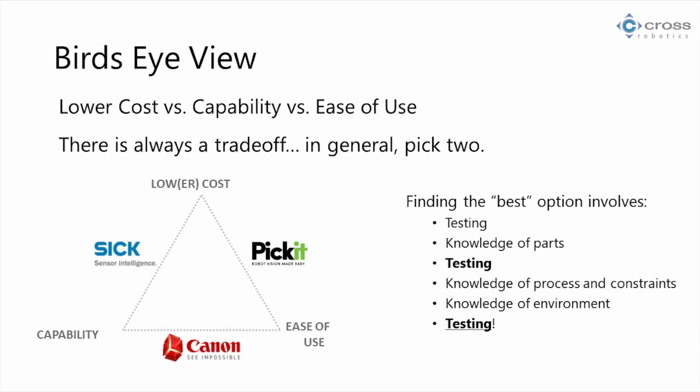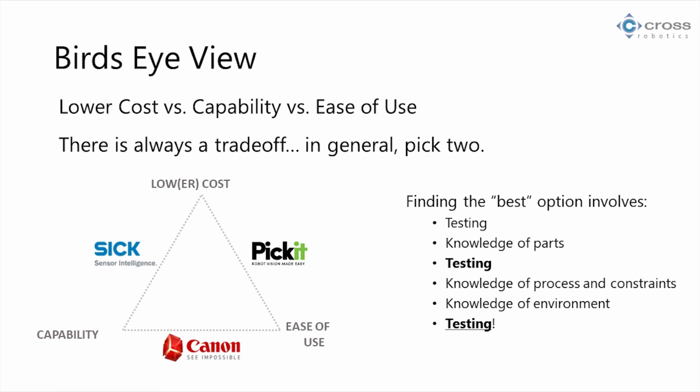So as a bird's eye view, we're good. In general, lower cost versus capability versus ease of use, you can pick two of them with most systems, right? If you have complicated parts that aren't appropriate for other systems, check out Canon. Their system can probably handle it. With any of these, one of the big red flags is if anyone says, our system can handle your part, no problem, without testing. The first step, if you're looking at a bin picking system, is to plan on having your parts tested.